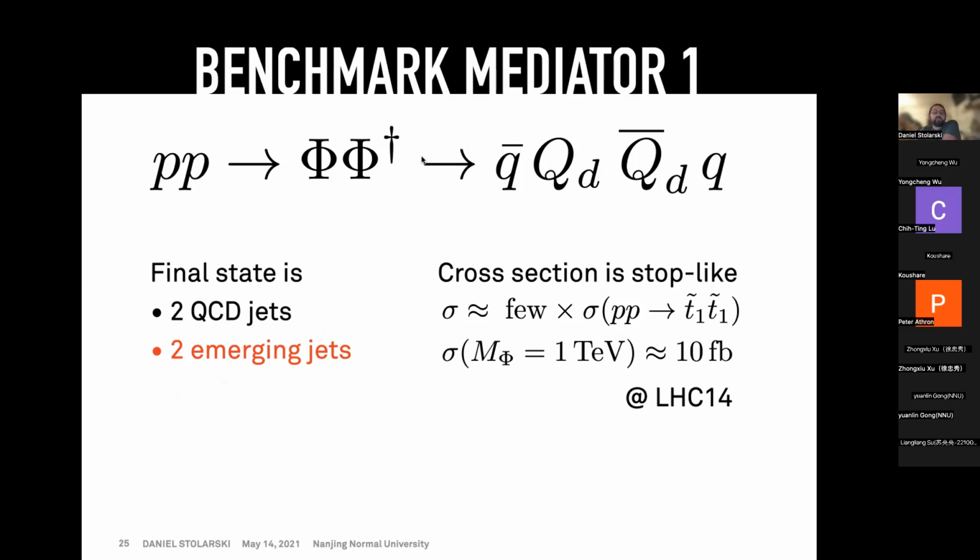And the production cross-section for this process is similar to stop quark production, right? It's a colored scalar. So it's a few times the cross-section of top production, which is easily lookupable at even NLO. And so if the mediator is 1 TeV, the cross section is something like 10 femtobarn at LHC 14.